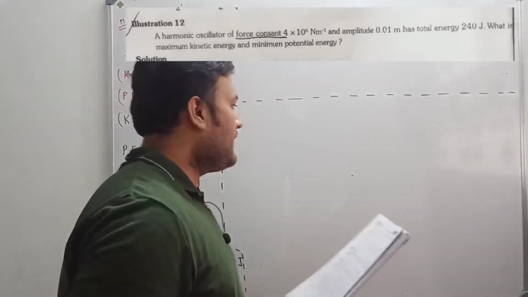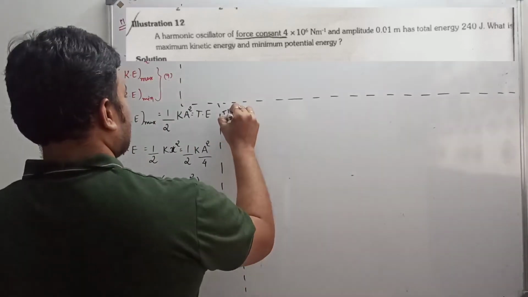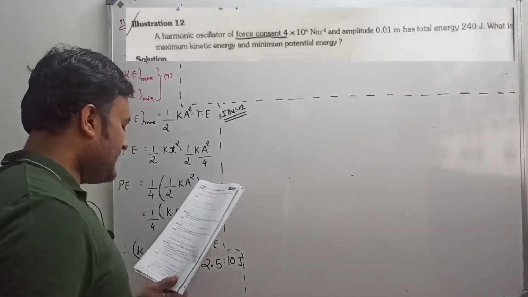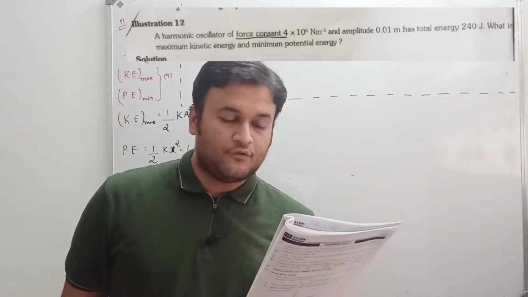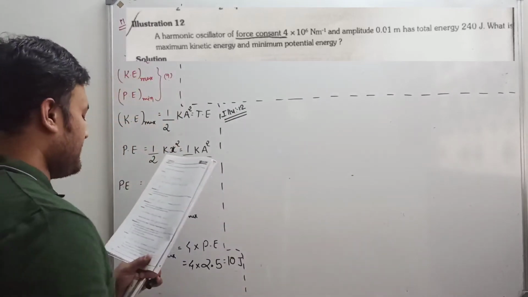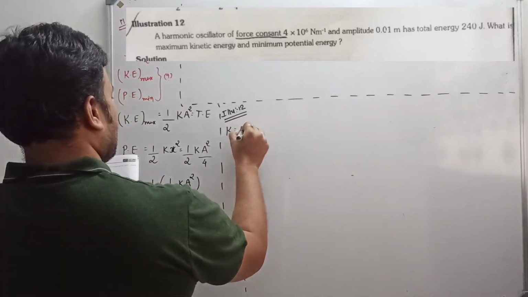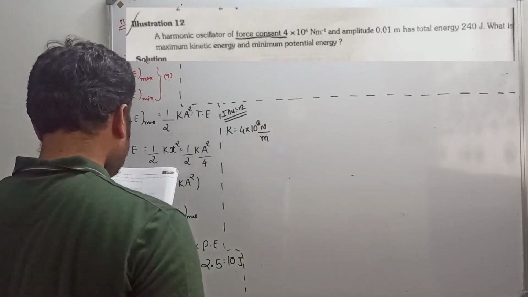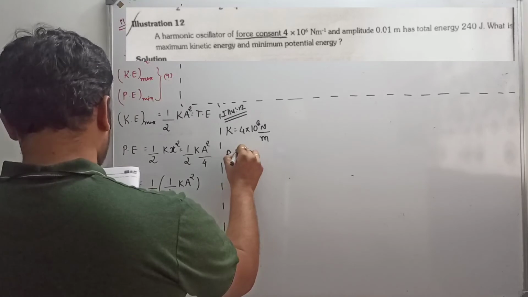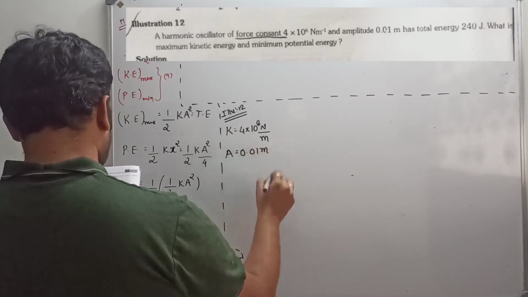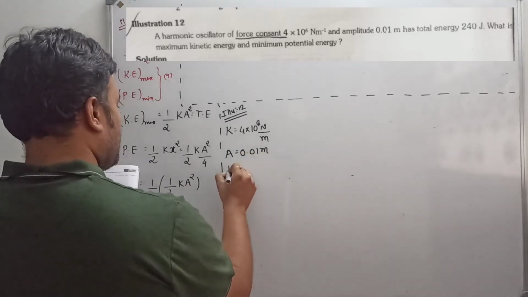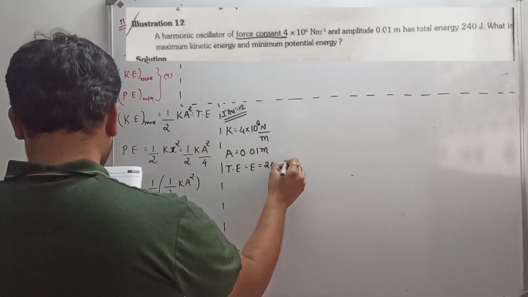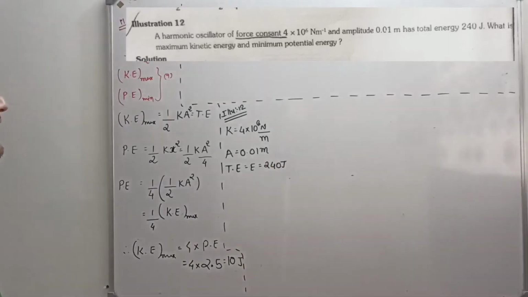Now illustration 12. A harmonic oscillator of force constant 4 into 10 raised to 6 Newton per meter, so k is equal to 4 into 10 raised to 6 Newton per meter, and amplitude A is given, has a total energy E equal to 240 joule. What is the maximum kinetic energy and minimum potential energy?